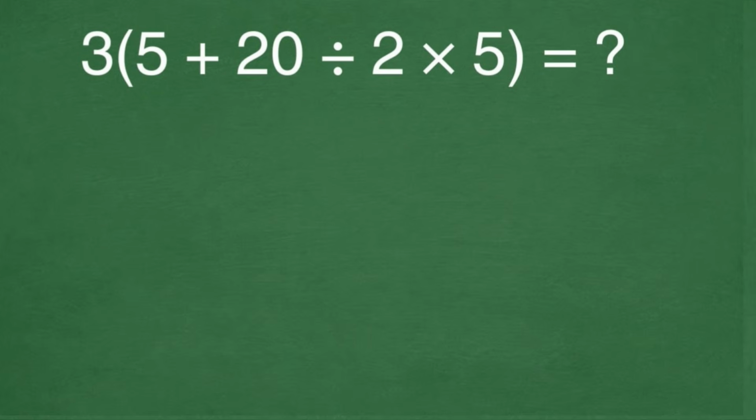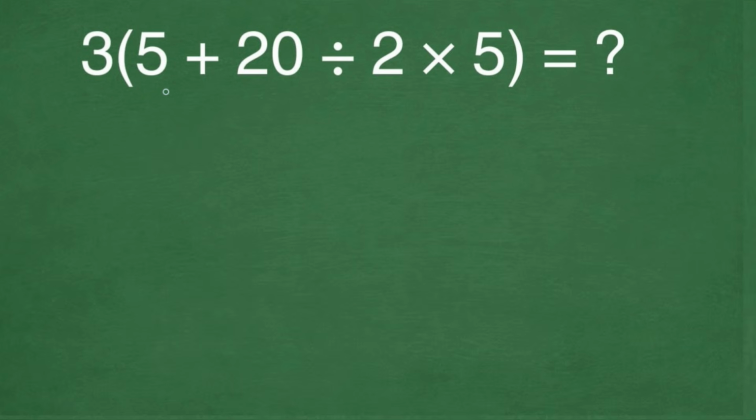So here is the problem. 3 times parentheses 5 plus 20 divided by 2 times 5 close parentheses. So pause the video right now and try to solve it yourself before I walk you through it. So here is what most people do.